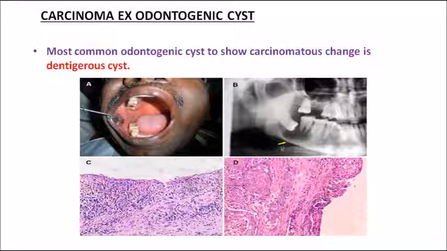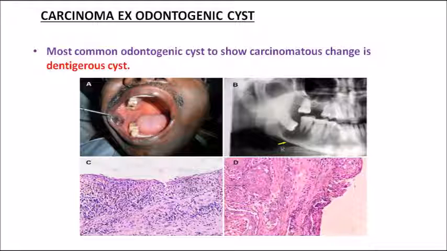Most of the time people make a mistake giving the answer as OKC, because OKC, as I told you in the explanations, has a very aggressive behavior. Transformation changes are also high in OKC, but when you compare with dentigerous cyst, dentigerous cyst is the one which shows the highest carcinomatous changes. It changes into ameloblastoma, it changes into ameloblastic carcinoma, it can transform into squamous cell carcinoma. So all these transformations can occur in dentigerous cyst.